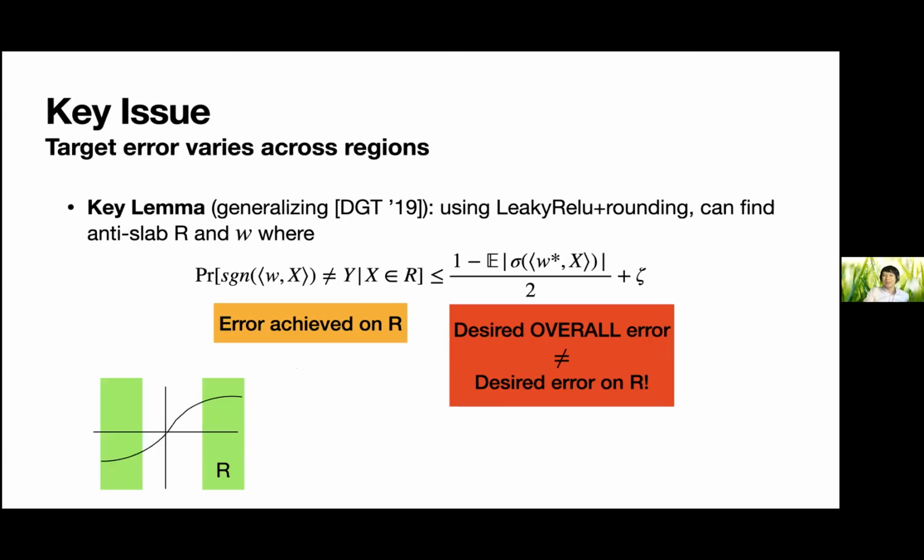And also, what's the difficulty here? If you remember the DGT algorithm, it was based on this idea: I'll find a slab where I get error eta plus epsilon. Now the concept of what is a good error to terminate actually depends on the region. Because for something like logistic regression, for points that are far from the decision boundary, you actually need to get very high accuracy on that region to have an overall good classifier. And so this really complicates things, and it means it's not so easy to determine when to stop training your predictor on a region.